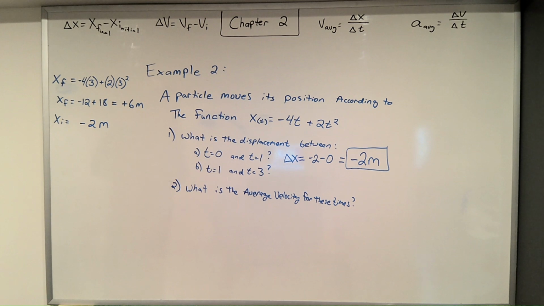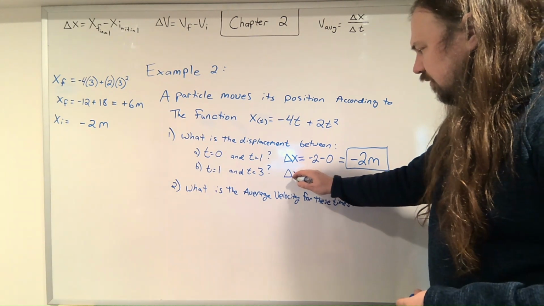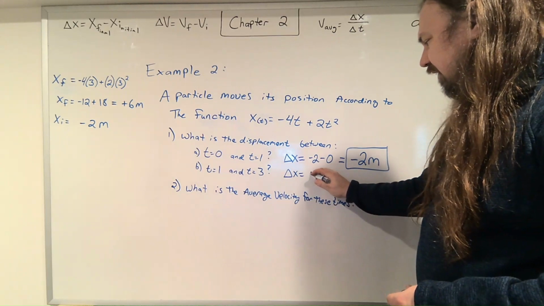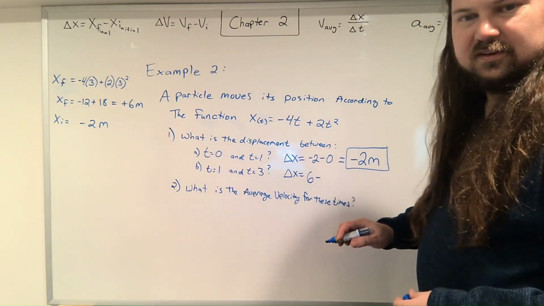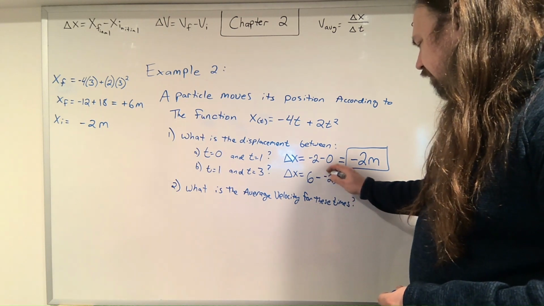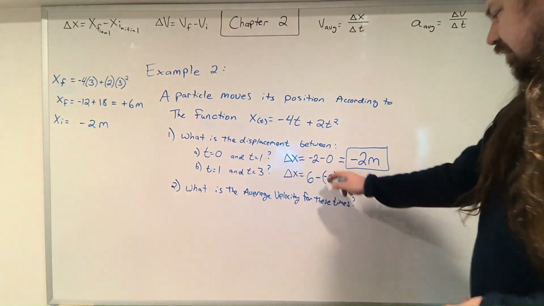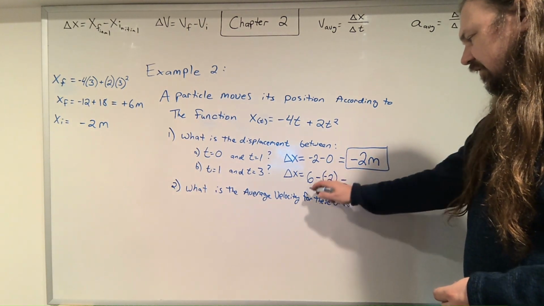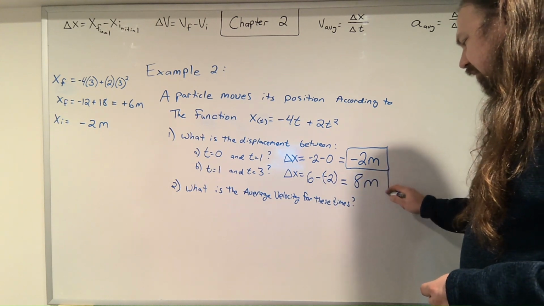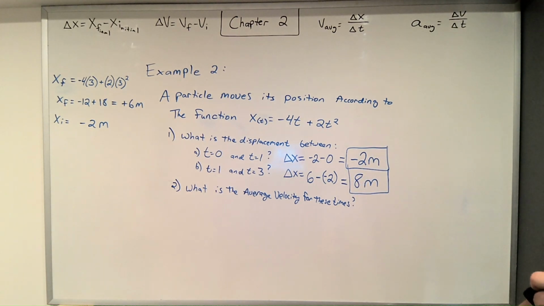Now, if I plug in, I do the exact same thing. This will be XF. XF is now positive 6 minus the initial XI. XI is a negative 2. And we have 6 minus a negative 2. Minus a minus goes to a plus. So we'll have 6 plus 2, which gets us 8 meters. 8 meters for part B of question 1.